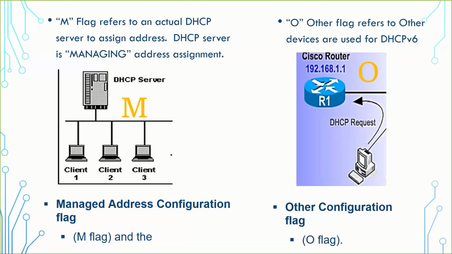So in our network, if we are using another device, a different device, to gather information or to give information to the client, then the O flag would be turned on. I manipulate these flags to tell the client where and how it's supposed to get its information.